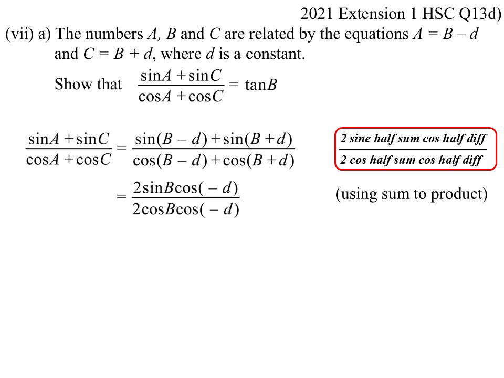So I can turn that into a product. I'll go sum to product. The top one, sine plus sine, gives 2 sine half sum, cos half difference. On the bottom, cos plus cos gives 2 cos half sum, cos half difference. Well, cos of negative d or cos of d doesn't really matter. Again, it's an even function, but they're going to cancel. I'm left with sine on cos, which is indeed the tan of b. Okay, that was the first part of the question.